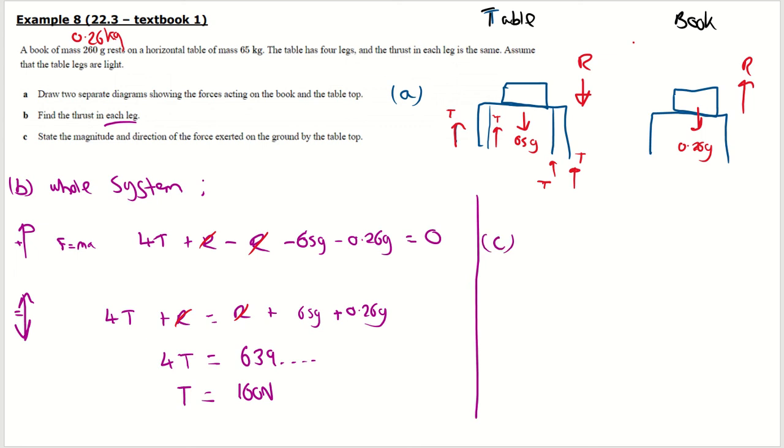And then state the magnitude and direction of the force exerted on the ground by the tabletop. So on the ground by the tabletop, it will be effectively equivalent to the 4 thrusts. In the way that reaction works, it would be these 4 going down. So it would be about 600, and I think this rounds to 640 newtons downwards, effectively. Okay, so again, another opposite and equal reaction force there.